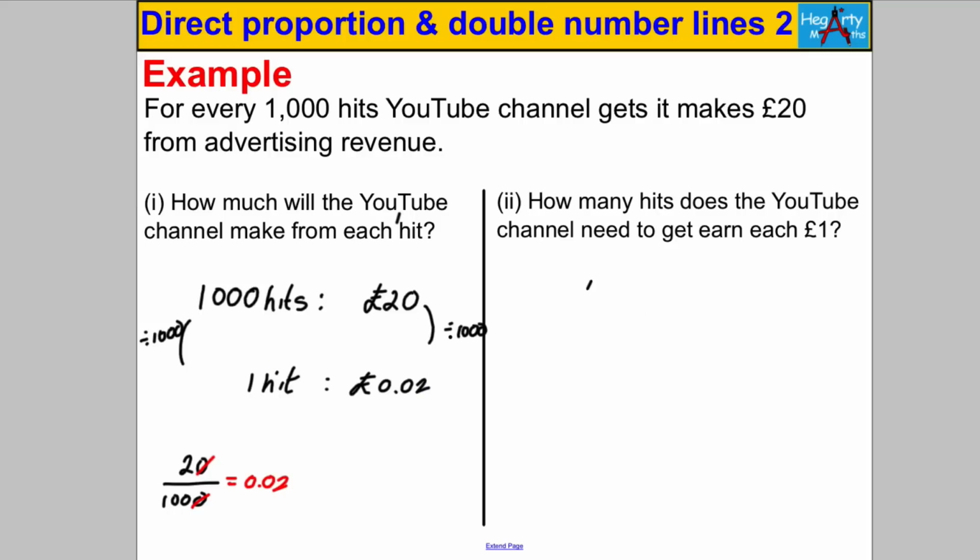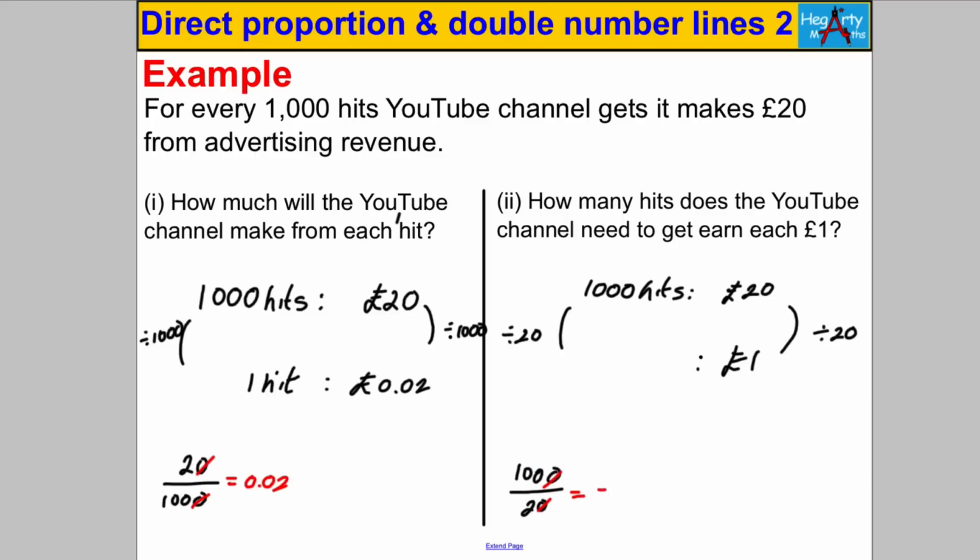The other way around, you would again write your same ratio. 1,000 hits, or the same rate, is £20. This time you're asked how many hits does the YouTube channel need to get to earn £1. So if you want that to be £1 there, you've got to do 20 divided by 20 to get 1. Similarly, you're going to have to do 1,000 divided by 20. You could divide the top and bottom by 10, and it's the same as 100 divided by 2, which is 50, right? So therefore 50 hits is getting you £1.